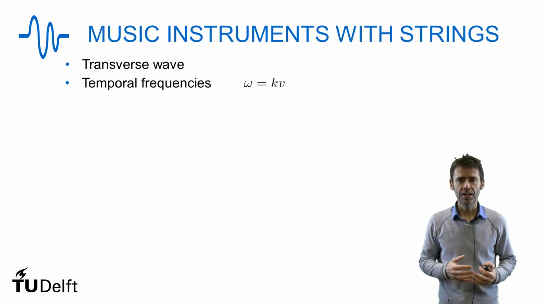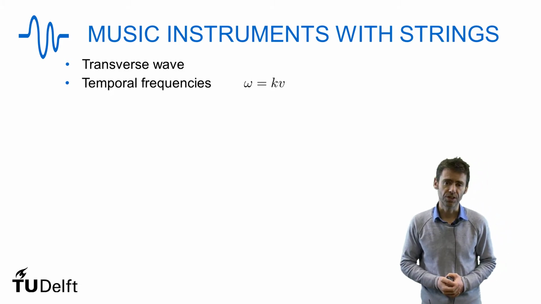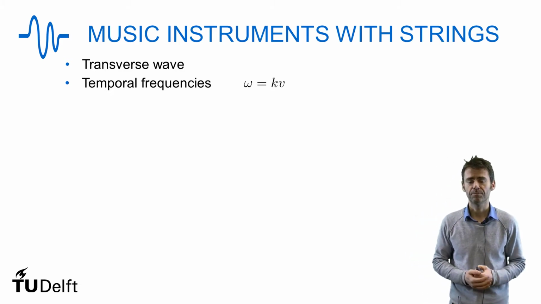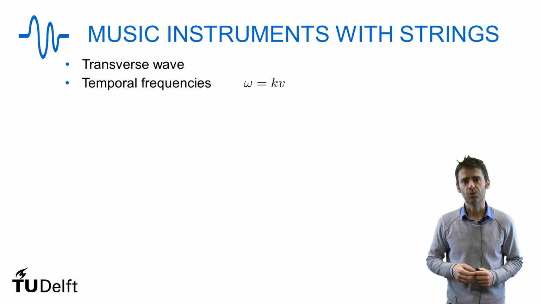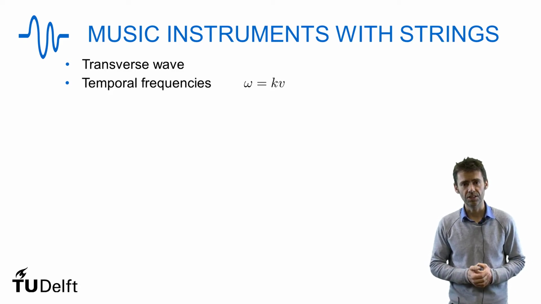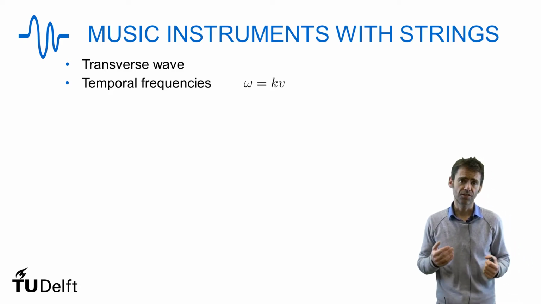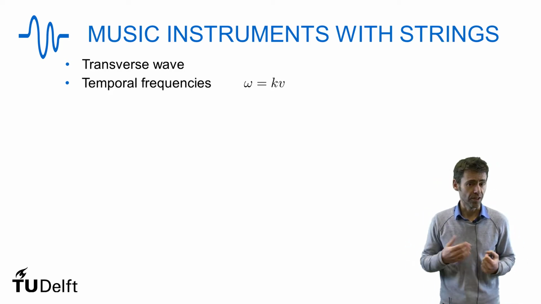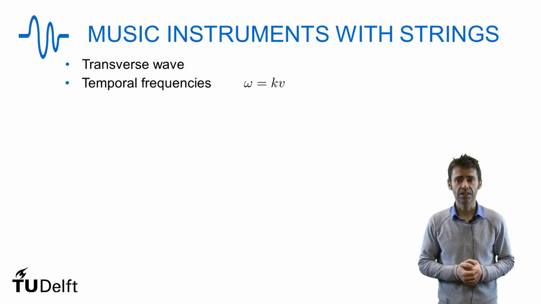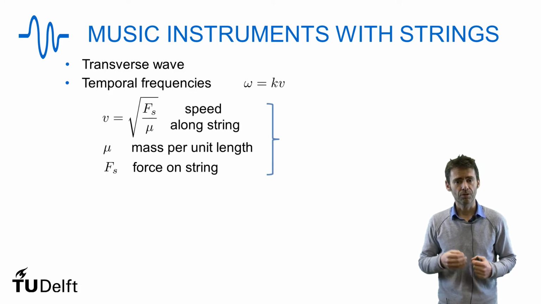Now, an important application of standing waves are in music instruments. But let's first consider music instruments with strings, for example the violin or the guitar. In these instruments there's a wave that propagates through the string and the string oscillates in a perpendicular direction with respect to this wave propagation. So that means there are transverse waves in these strings. Now, the temporal frequencies of these string oscillations are given by omega is k times v, where v is the propagation speed of the wave inside the string.